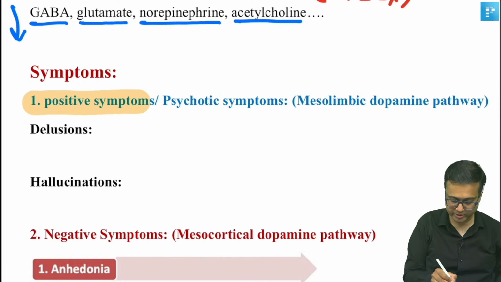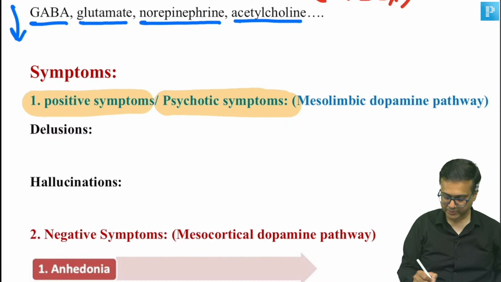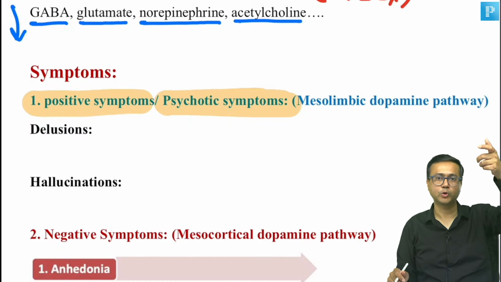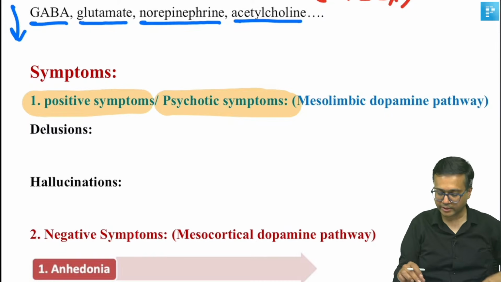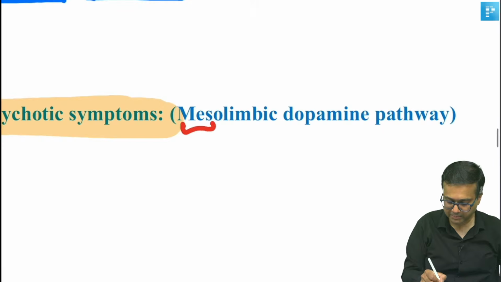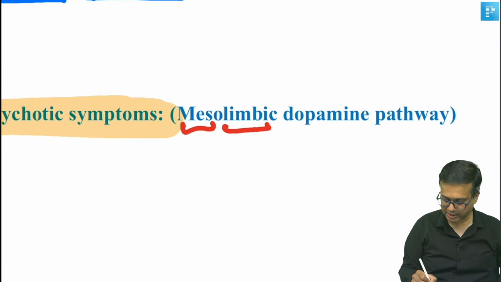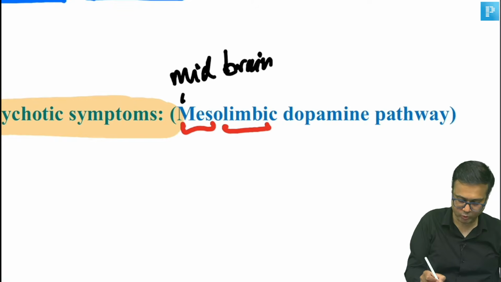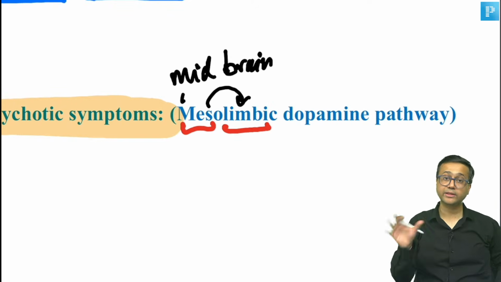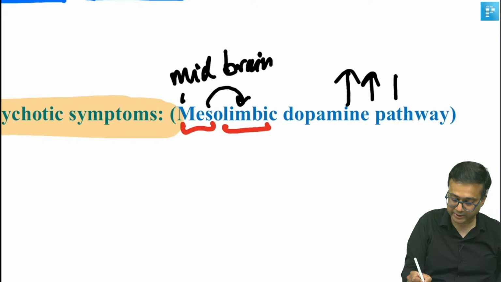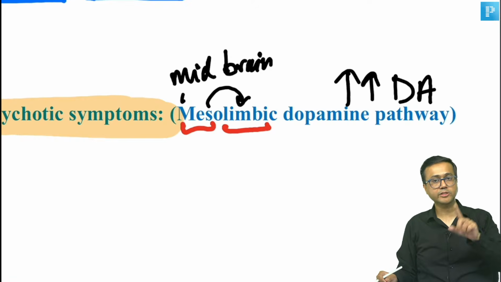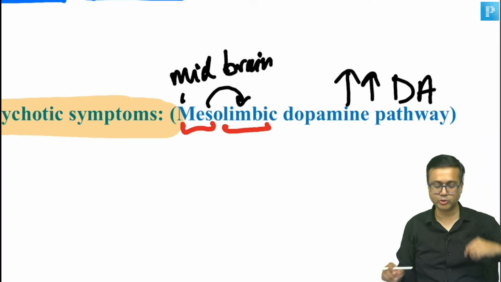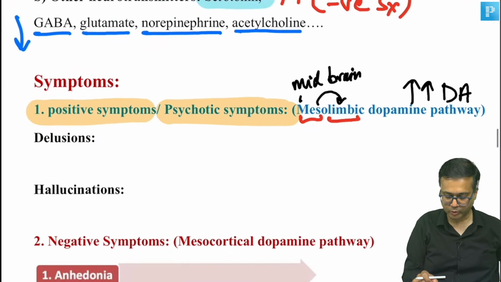First is the positive or psychotic symptoms. If we correlate this with the dopamine pathway, beta, we discussed that dopamine is increased in the brain of patients who have schizophrenia. There is one dopamine pathway, beta, that is the mesolimbic pathway. Meso means it starts from the midbrain and goes to the limbic system. In this pathway there is an increase of dopamine, which is causing what symptoms? Which is causing positive or psychotic symptoms.